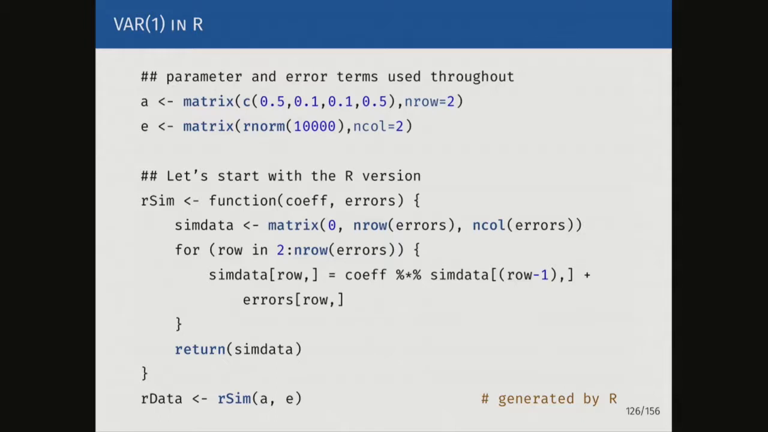This is the error terms. This is the transition matrix, for row i, how elements 1 and 2 of the columns interact. So it's 1/2 on the diagonal, 1/10 on the off diagonal. Each row then is coefficients times previous row plus error terms of that row. We can do that in R.